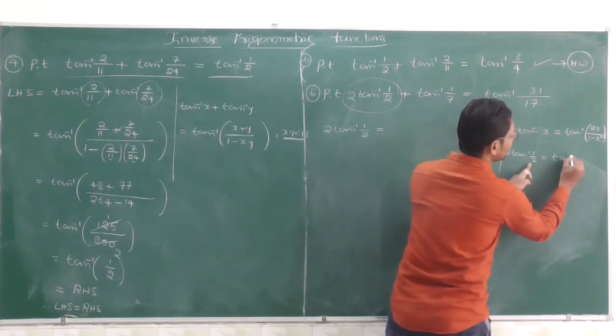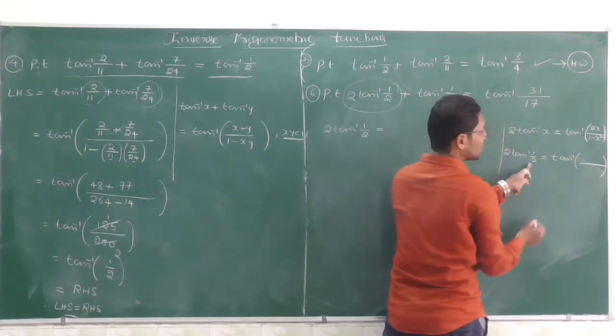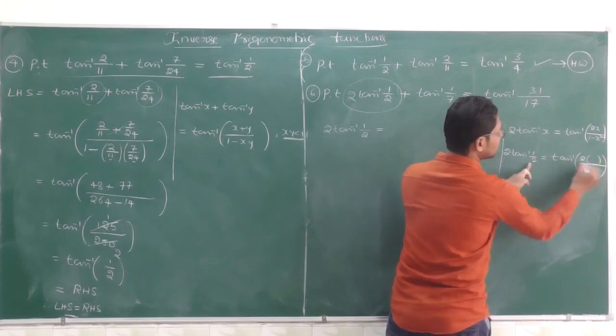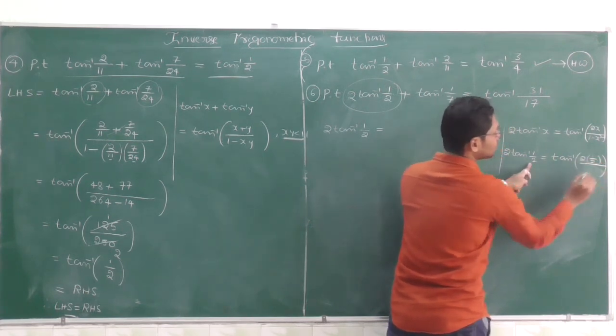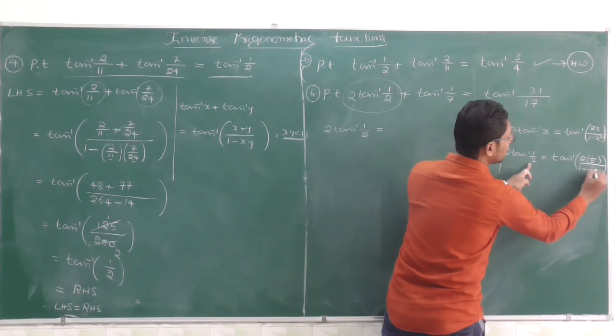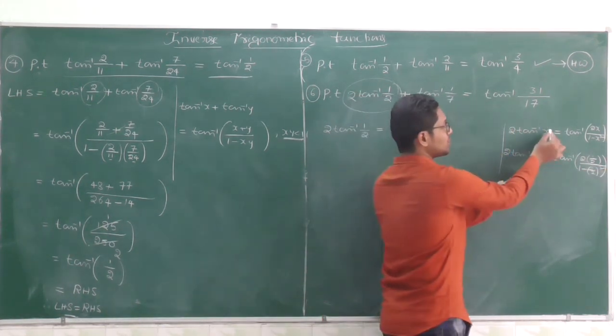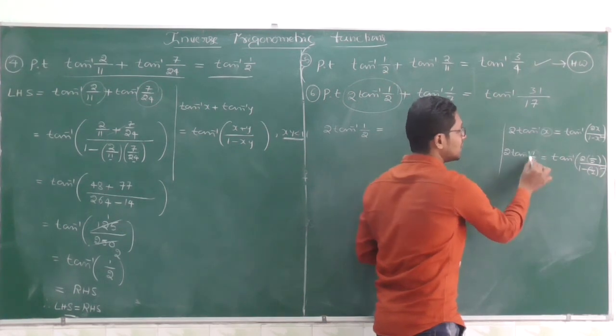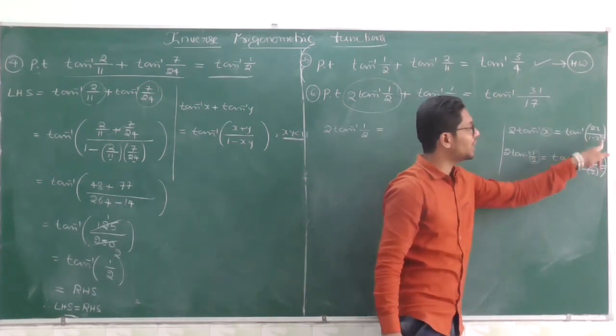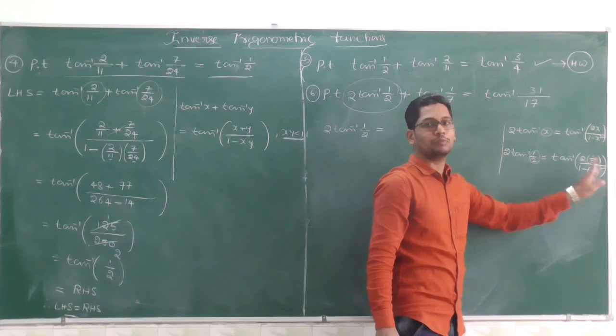Tan inverse of 2x, x is 1 by 2, divided by 1 minus x square, 1 by 2 whole square. You just observe it here. It is x, here it is 1 by 2. In place of x, I substituted 1 by 2 only.